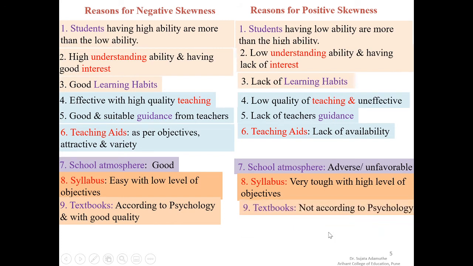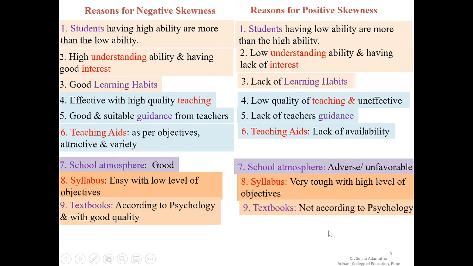Positive skewness: if the textbooks are not according to psychology and not of good quality, that means if you open the book, you can see the paper is not good, and the paper color is, if not white, yellow, then students will not concentrate.